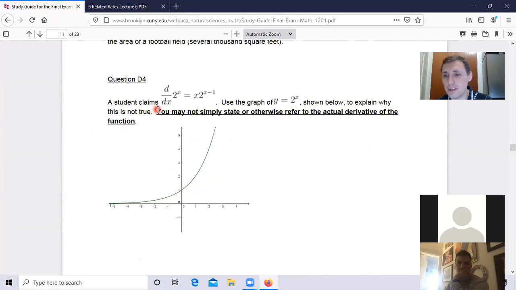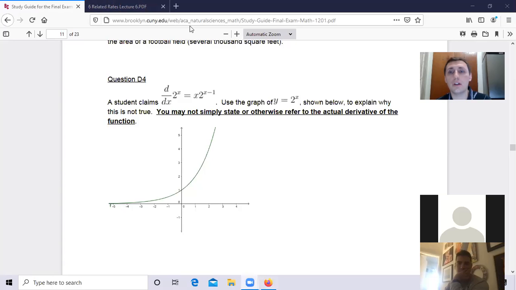Okay, so here is question number 4. Question number 4. So Alexa, I sent a few emails with the videos that I suggested to watch. And this is just the related rates section 6 in my chain rule segment, okay?